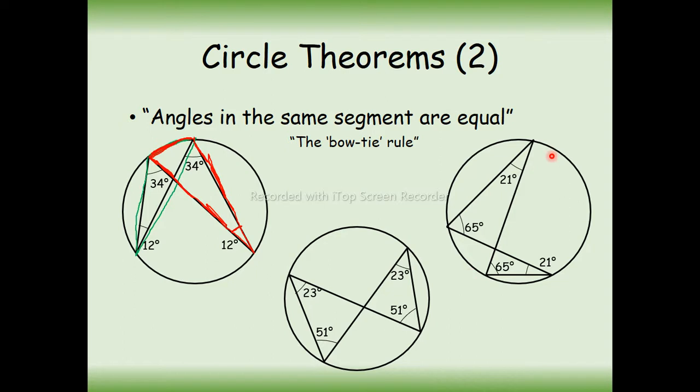Well, if you look carefully, remember the theorem says that the angles that are subtended by the same arc are equal. So let's look at this angle, the red one. The arc that subtends this angle 21 is the red arc. Let me just show you.